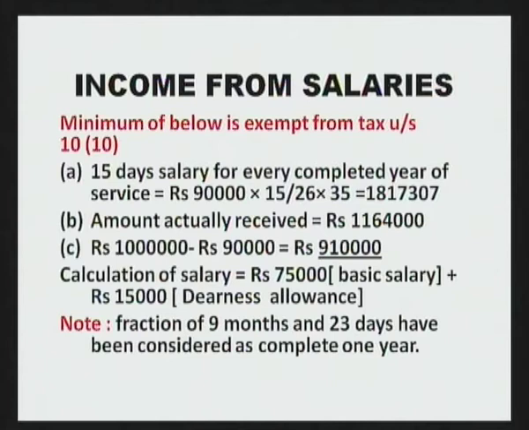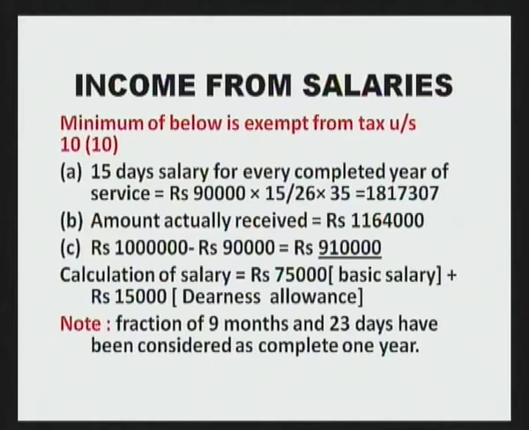We have reduced 90,000 from 10 lakh because he has already enjoyed exemption in the past previous year of rupees 90,000, and in this case the exemption cannot exceed rupees 10 lakh. Therefore, we have reduced 90,000 from rupees 10 lakh. So, remaining will be rupees 9 lakh and 10,000.